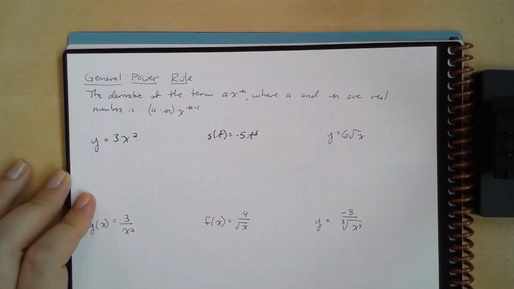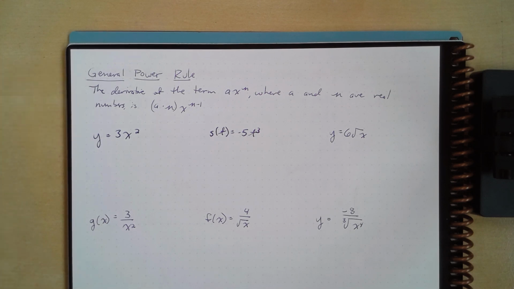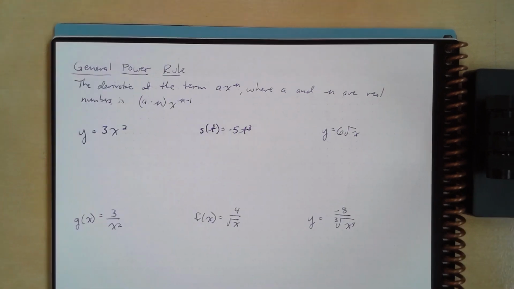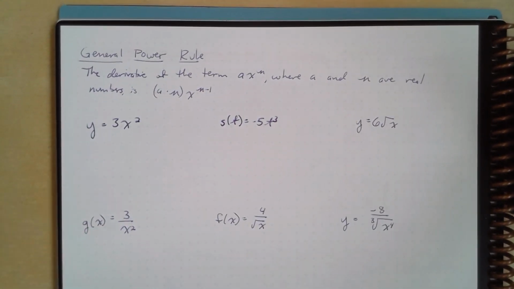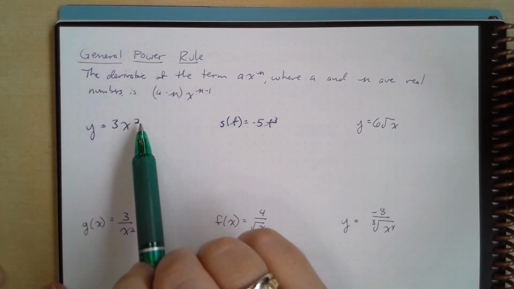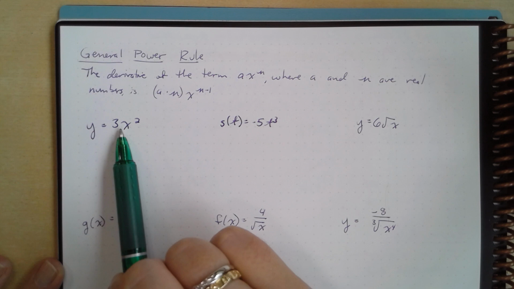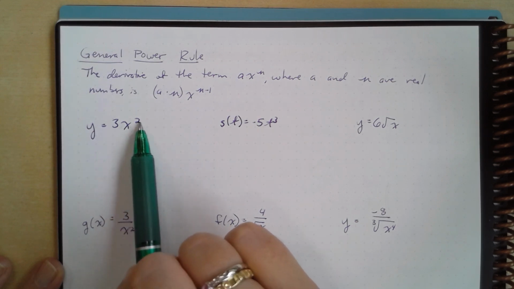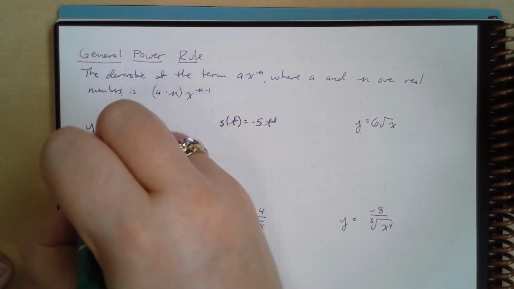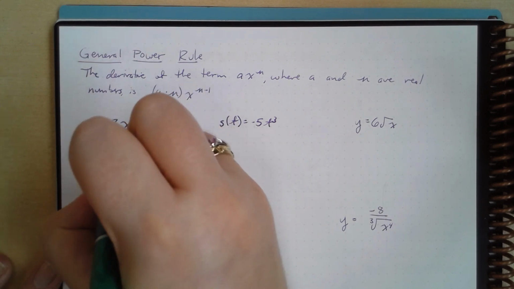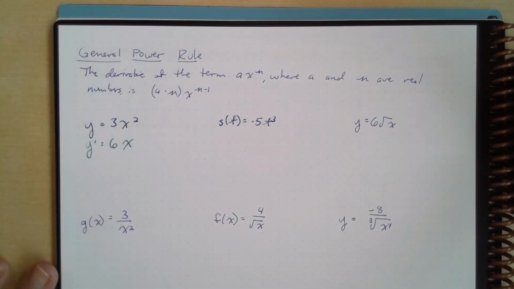This is just the power rule plus coefficient. The derivative of the term a times x to the n, where a and n are real numbers, is a times n times x to the n minus 1. I didn't say that very well, but hopefully that made sense to you. So basically all you're going to do here, like we've got y equals 3x squared. Now we're going to multiply 2 and 3 before we subtract 1 from that exponent. So y prime is going to be 2 times 3 is 6, x to the first.